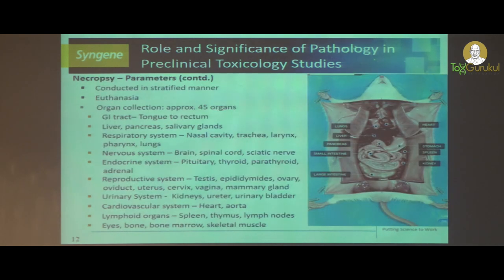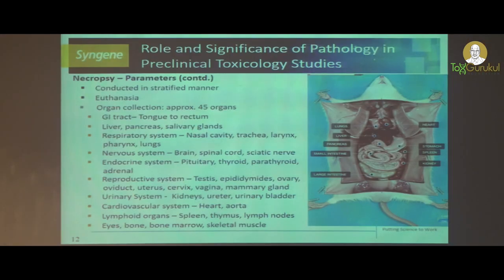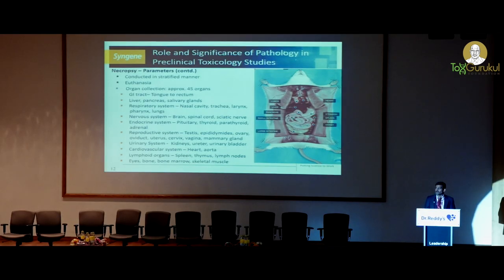These are the organs collected in a routine toxicology study. About 45 to 50 organs are collected, from head to tail, I should say. All the organs from all the animals in the study are collected and preserved. This includes organs of the digestive system, respiratory system, nervous system, urinary system, endocrine organs, reproductive organs, lymphoid organs, and musculoskeletal system. Each and every organ is collected, preserved, and evaluated in the control and high dose groups, followed by the lower dose groups and recovery groups.